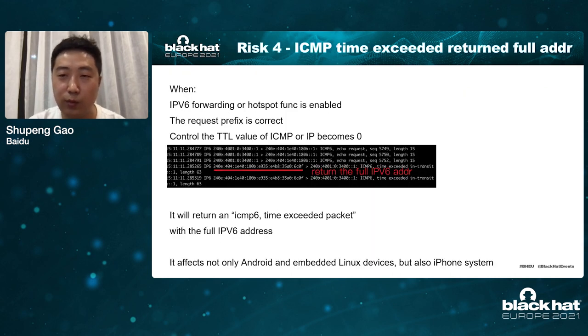When the request prefix is correct, the packet is routed to the mobile phone or 4G router. And if we try to control the TTL value of ICMP or IP to become zero, then an ICMP time exceeded error will be thrown, and the full IPv6 address will be carried. This vulnerability affects all Linux kernel devices, such as Ubuntu, Android, iOS, routers, and the Windows system.